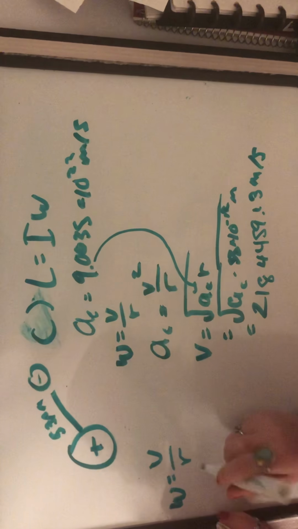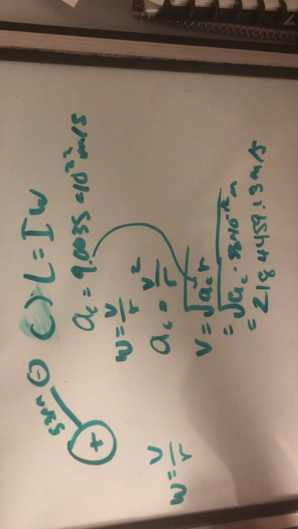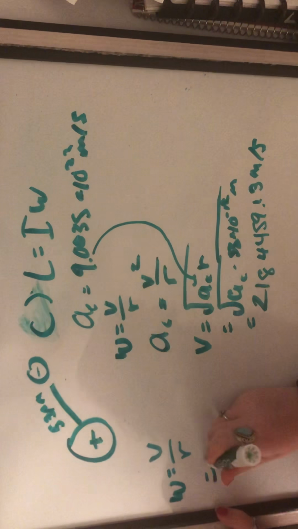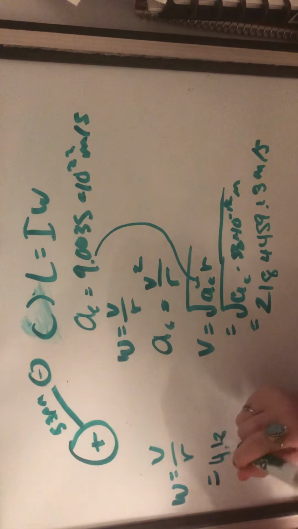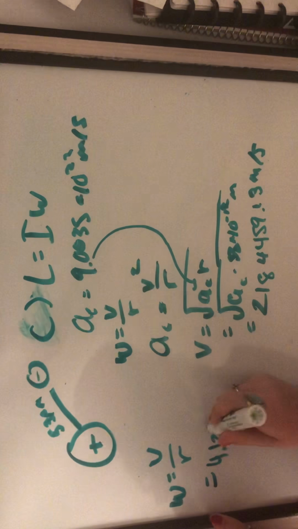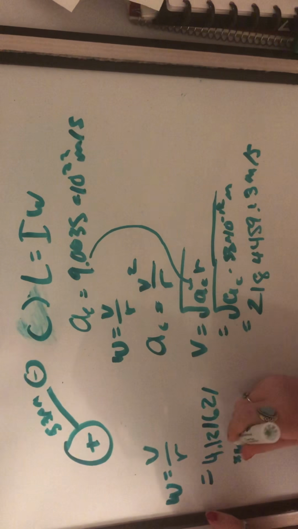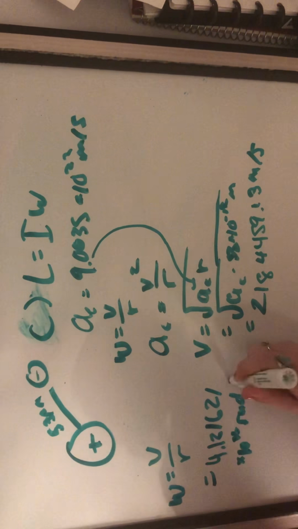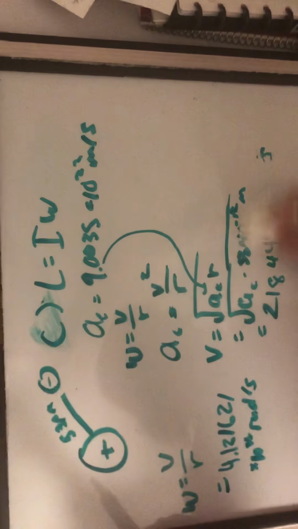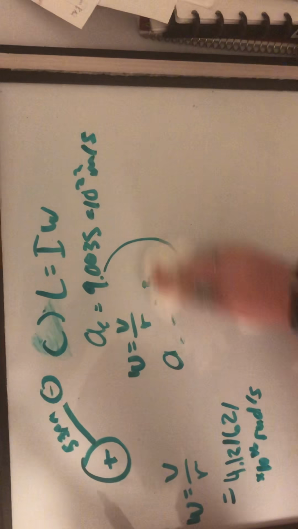And then we know omega is equal to V over R. So we're going to divide that number by the 53 picometers to get 4.121621 times 10 to the 16th radians per second. And I'm just going to erase this part to make room so we can find the moment of inertia.